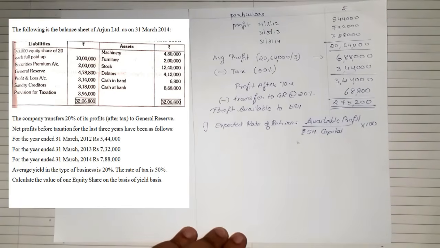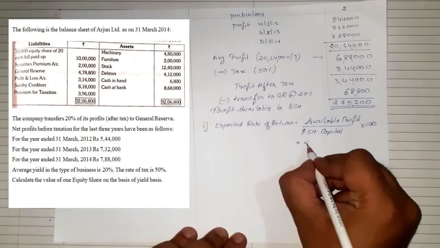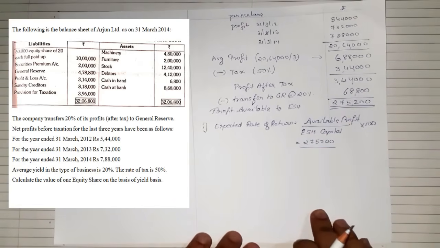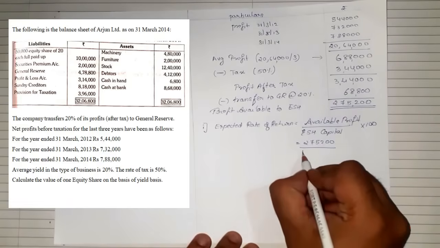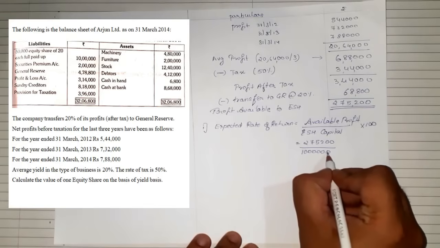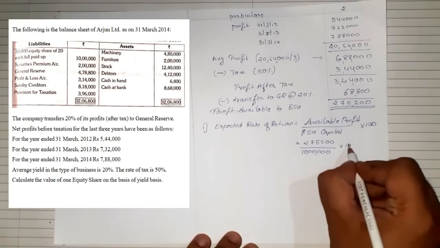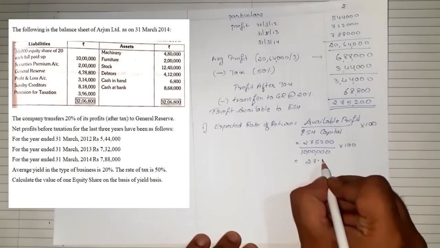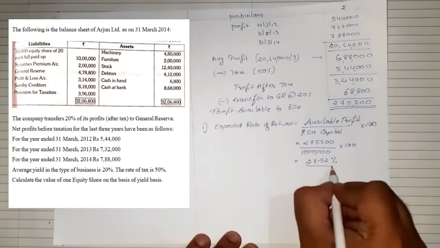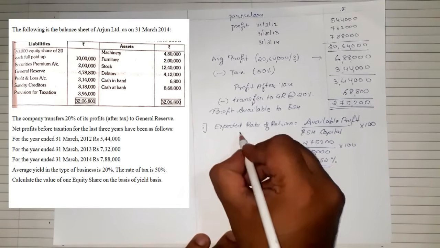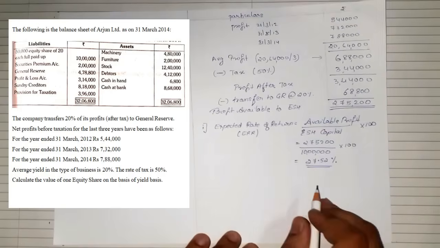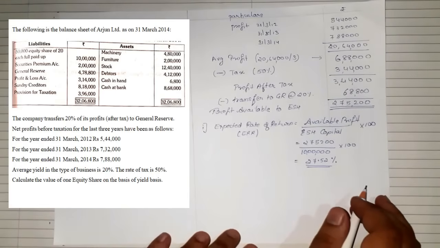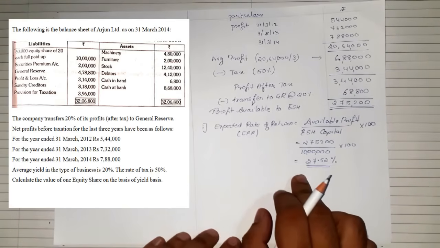Now in our case the available profit is 2,75,200 upon the available equity share capital. Now if you look into the question, the value of equity share capital is 10 lakhs. So I'll write it here, into 100. When you divide and multiply, you should get the answer as 27.52%. So our expected rate of return, also known as ERR, is 27.52%.